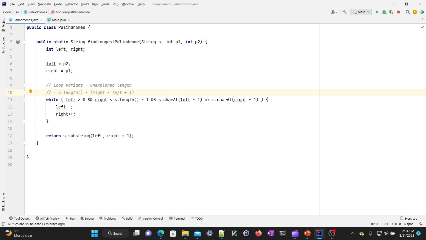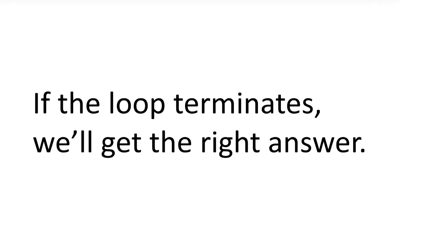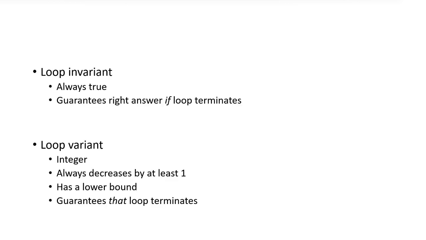Now, this particular loop is kind of simple, and you could probably figure out that, yeah, this is going to end. But you might have a more complicated thing, and you'd be like, well, does it, or does it get an infinite loop? And so having a loop variant like this shows you that it will happen. If the loop terminates, we'll get the right answer. That's what the invariant guarantees. But there's a catch. The catch is the if. And so that's why we have to use the loop variant, because that's what guarantees that the loop does terminate. So the invariant makes sure that if it terminates, you get the right answer. The variant makes sure that it does terminate. And between the two of those, you have a loop that works correctly.